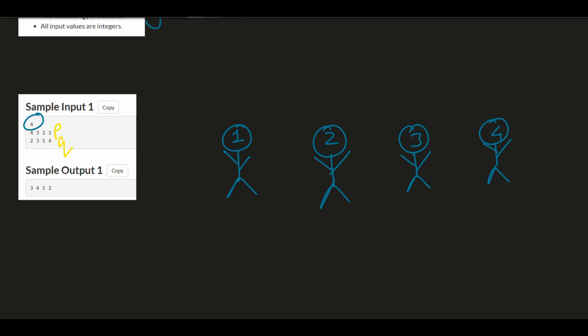Okay. So how do we find the Q array? Person i is wearing a bib of number Qi. The first person is wearing a bib of number two. The second person is wearing a bib of number three. The third person is wearing a bib of number one. And the fourth person is wearing a bib of number four.